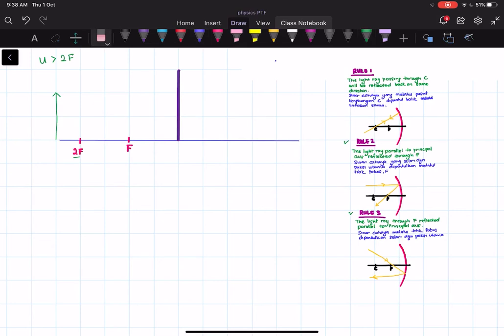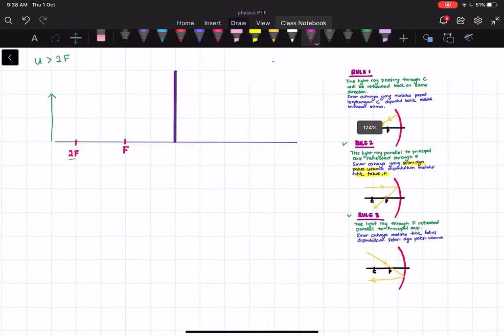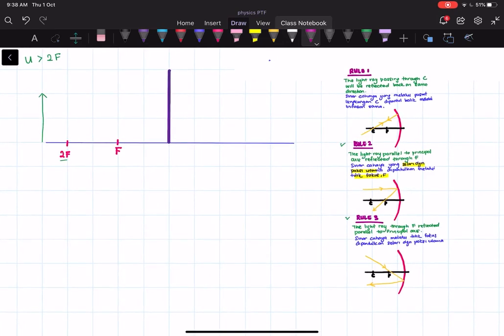Rule 2 states that a light ray parallel to the principal axis is reflected through the focal point F. So what I'm going to do here is draw the first ray, which is exactly a ray parallel to the principal axis. So I have a ray parallel to the principal axis here, and I'm going to draw a straight line to the mirror.